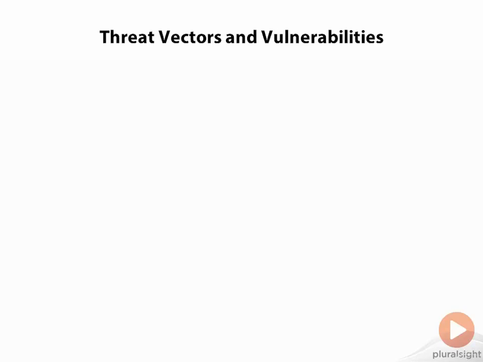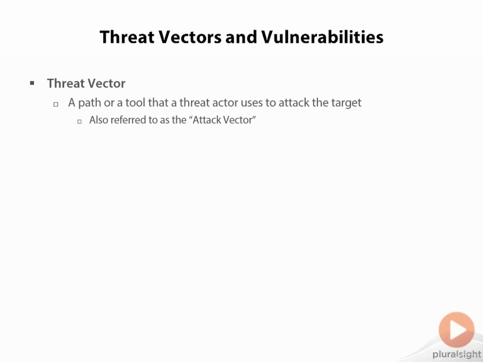Okay, the next term I want to talk about is threat vector and vulnerabilities, right? Threat vector is one of those ones, like I mentioned previously, that makes you sound important when you start throwing those types of terms around. It sounds very ominous, the threat vector. But it's a path or a tool that a threat actor uses to attack the target, all right? So it's basically what a hacker uses. There's the path or the tool that they use to initiate an attack on a target or on an asset. So it's also referred to as the attack vector. Okay, so a threat vector or the attack vector.